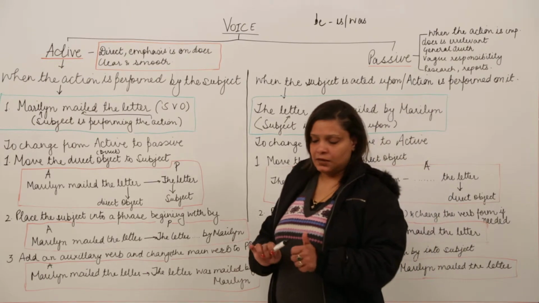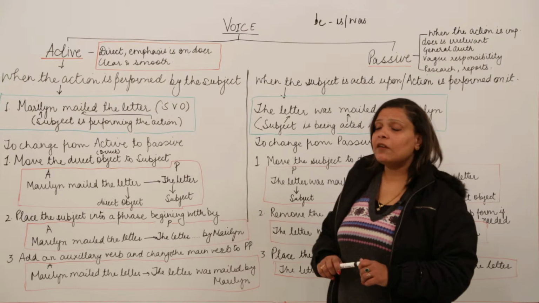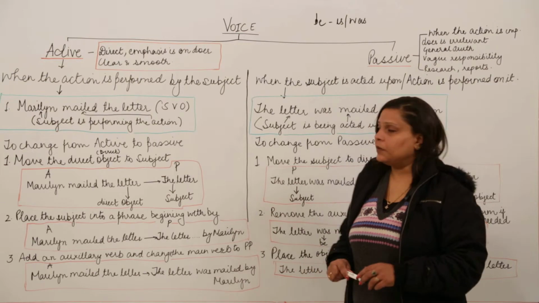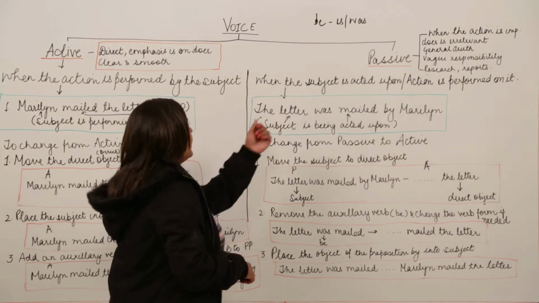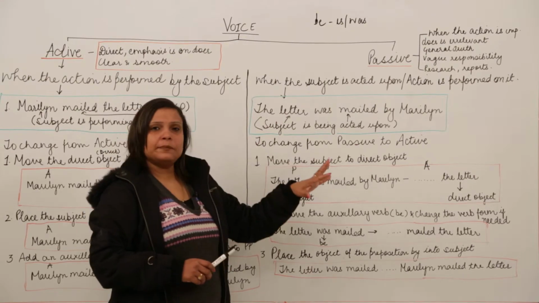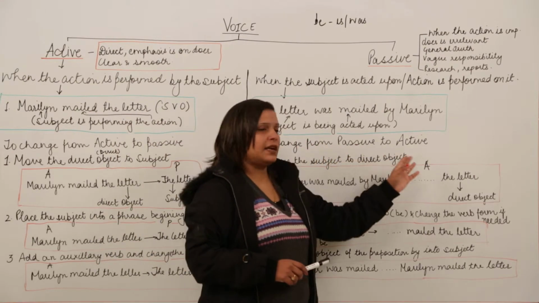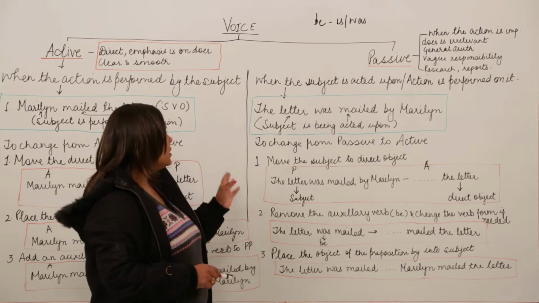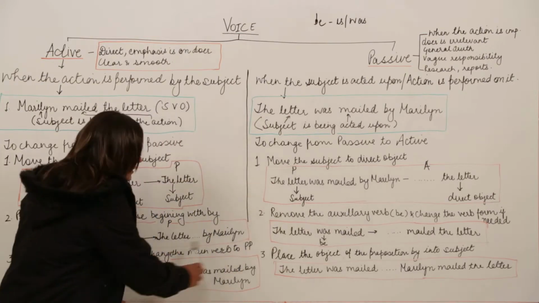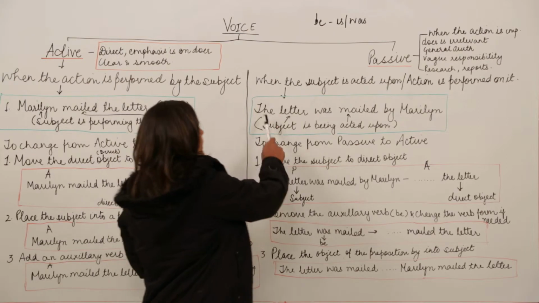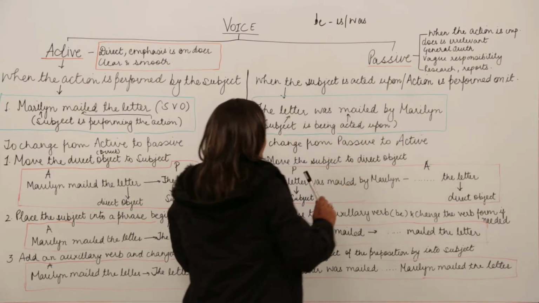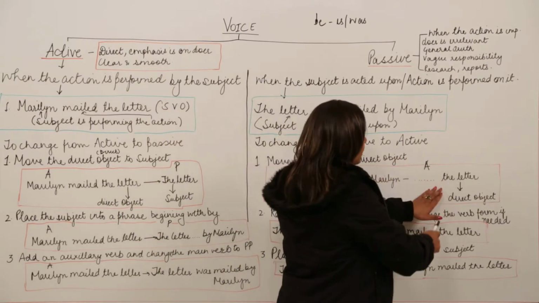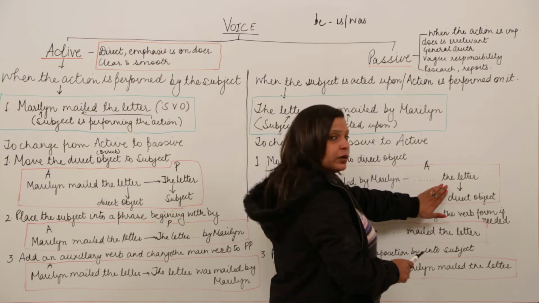These are the three simple steps, and you have to remember to use the appropriate auxiliary and the past participle. Then there is the reverse process to change from passive to active. Again, three very simple reverse steps from the ones we carried out earlier. We had the passive sentence, the letter was mailed by Marilyn. Here the letter is the subject. So we first have to move the subject to the direct object slot, to the end of the sentence.